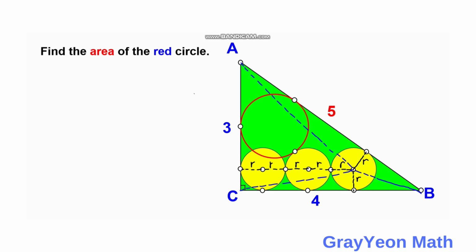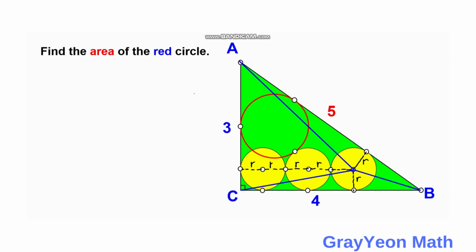They have their bases as the sides of the right triangle and their heights as the radius of the circle. For the one with the base of 5, the height is R, for the one with the base of 3, the height is 5R, and for the one with the base of 4 units, the height is R.